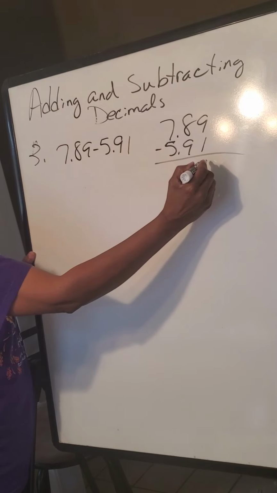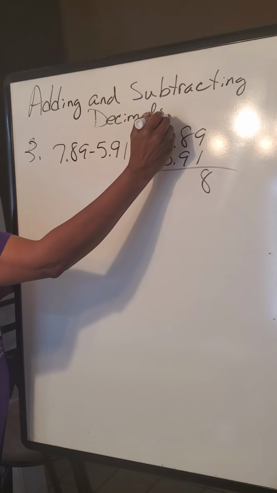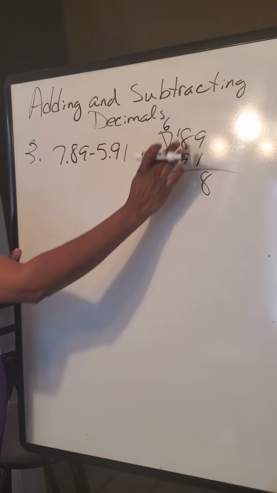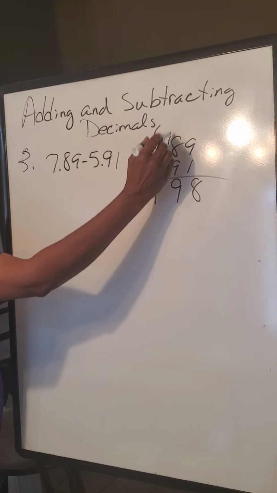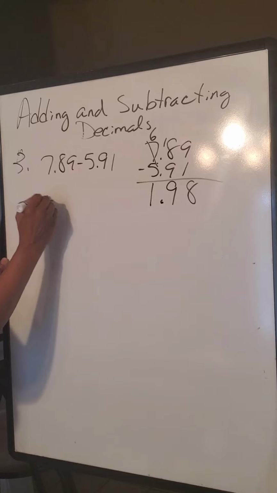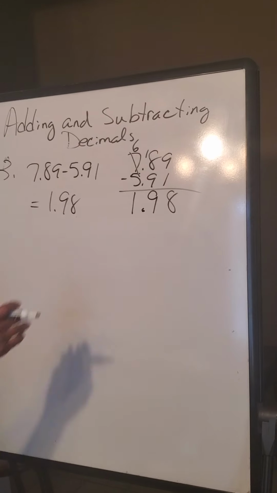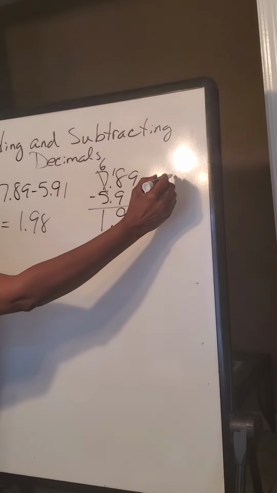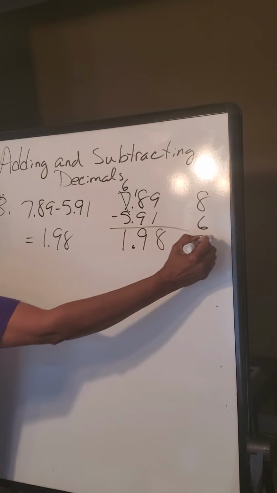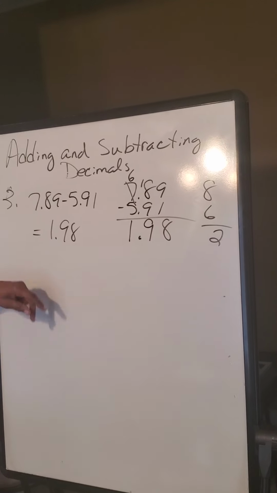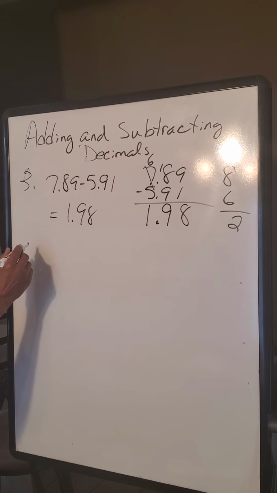So 9 minus 1 gives us 8, right? That's an 8, so I'm going to go here, take 1 whole from there. That makes that a 6. That's an 18. 18 minus 9 gives me 9. And 6 minus 5 gives me 1. Bring the decimal down. So my exact answer for this is 1.98. As we estimate, 7.8 will become an 8. 5.9 will become a 6. When I subtract, I get a 2. And 1.98 is close to 2. So my estimated answer is 2. The exact answer is 1.98.